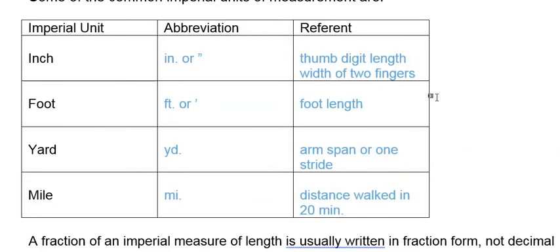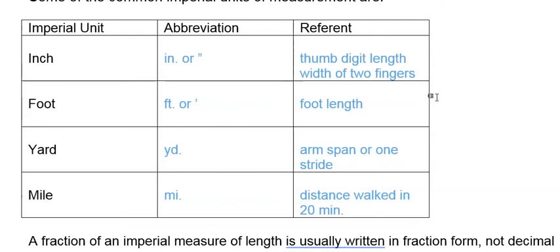So the units that we're going to be looking at are length units, specifically in the imperial system. So just a quick recap of what those units are and their abbreviations. Inches is sometimes abbreviated IN, sometimes with that quotation mark, the two lines. And the referent that I have here, the textbook talks about these quite a bit. It's just a way of thinking about how long this value is. So it's about the length of your thumb digit.